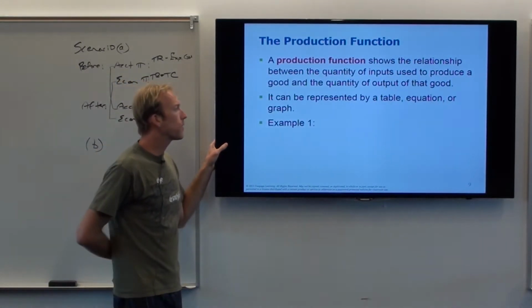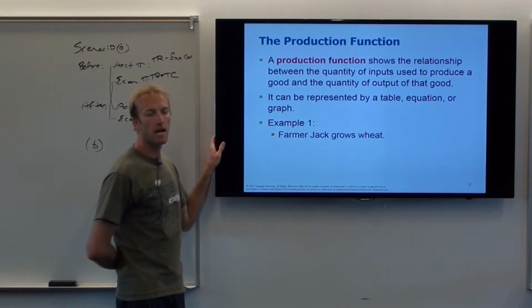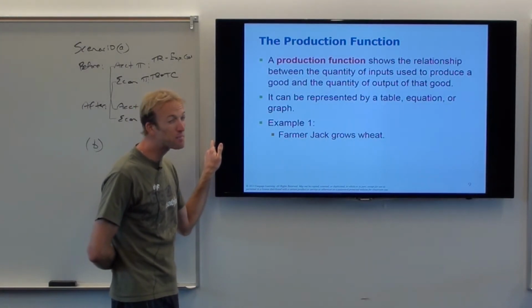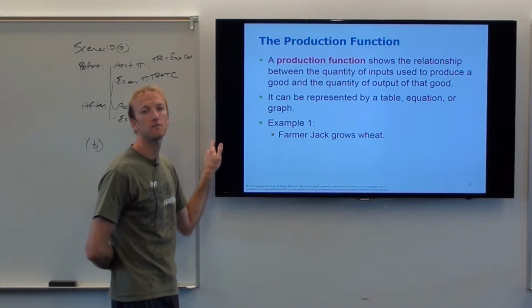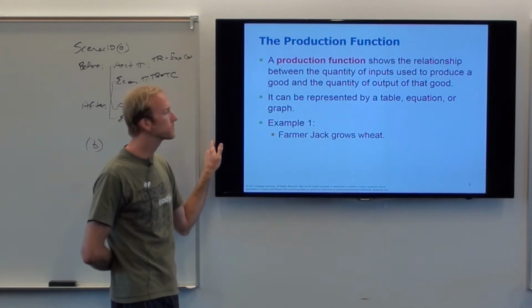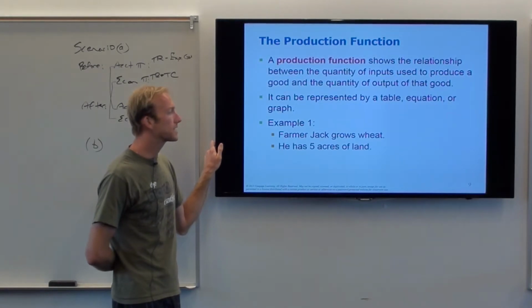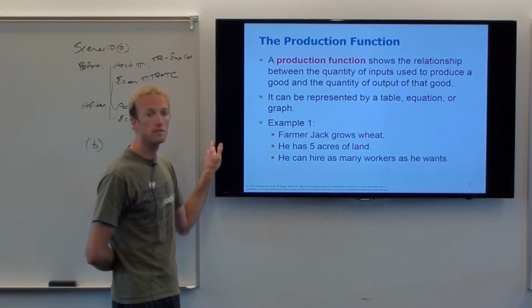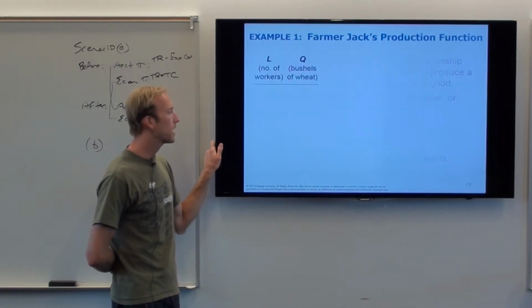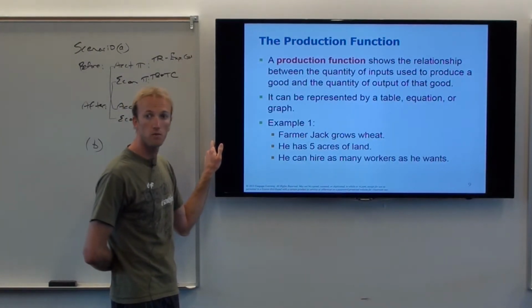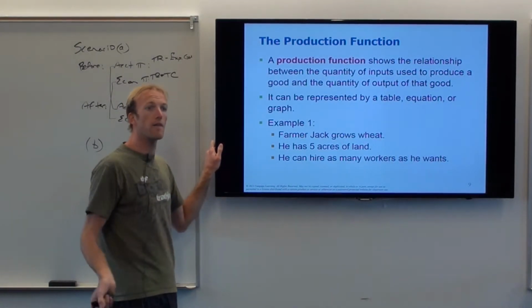Okay, so let's do example 1. There's a guy, his name's Farmer Jack, and he grows one good, wheat. Okay. Remember, all models in this class are as simple as possible, so there's one guy, there's one product. We could make this more difficult if we wanted to, but no need to. Right? As simple as possible. And he has 5 acres of land. He uses that as an input. And he can hire as many workers as he wants. Okay. And finally, the only things that he needs to make the wheat are the land and the workers.